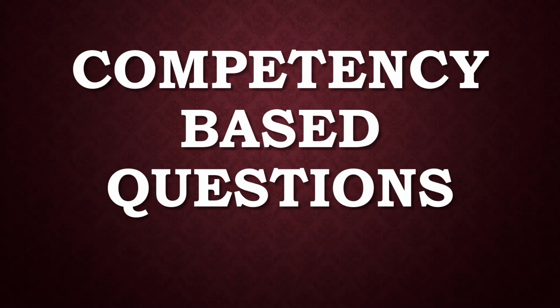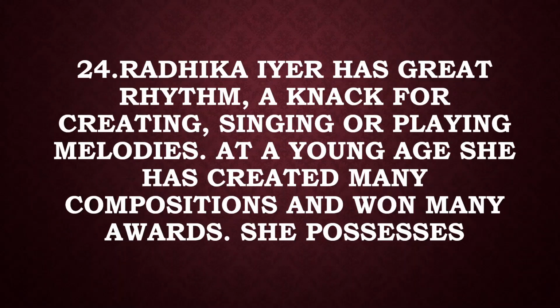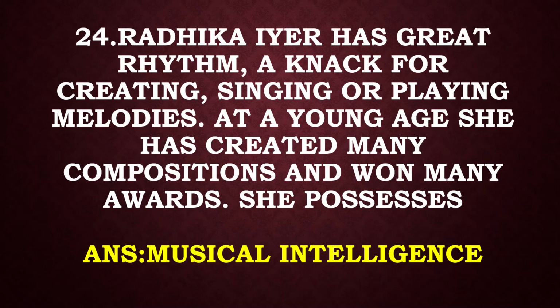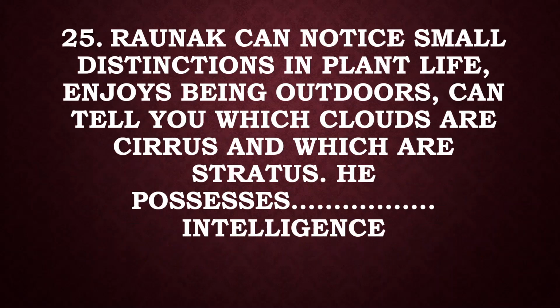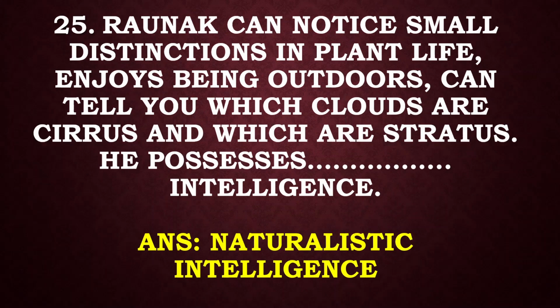Now competency based questions. 24th, Radhika Iyer has great rhythm, a knack for creating, singing or playing melodies. At a young age, she has created many compositions and won many awards. She possesses which type of intelligence? Musical intelligence. 25th, Raunak can notice small distinctions in plant life, enjoys being outdoors, and can tell you which clouds are cirrus and which are stratus. He possesses naturalistic intelligence.